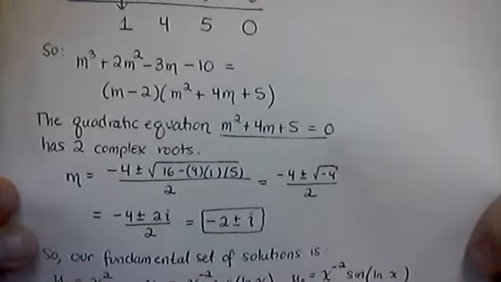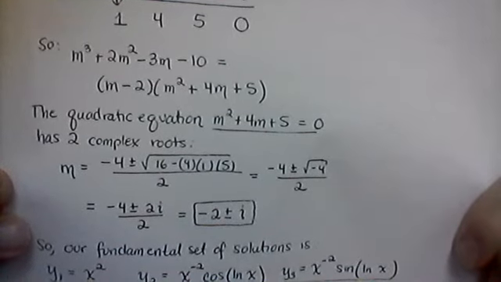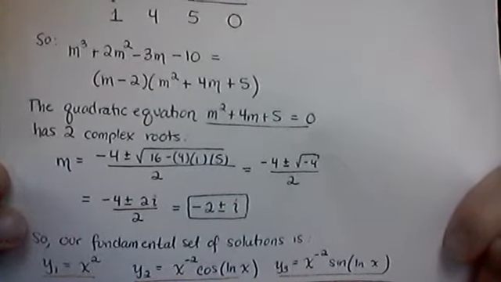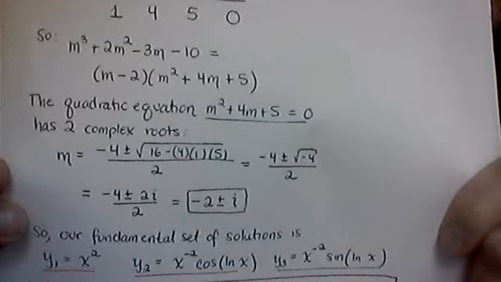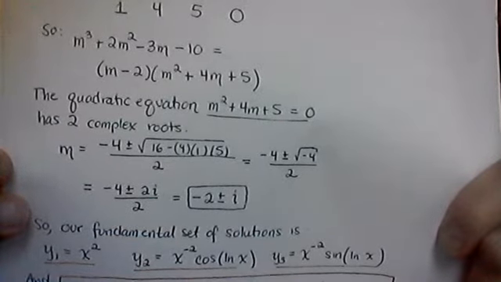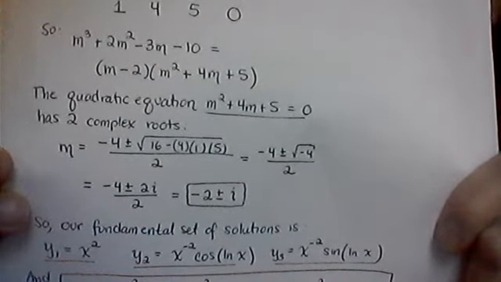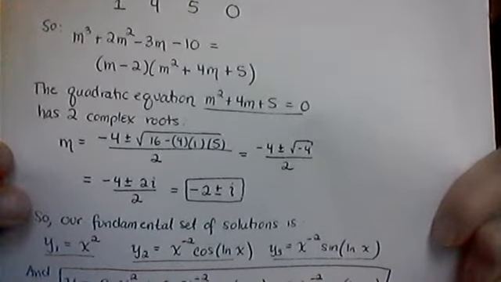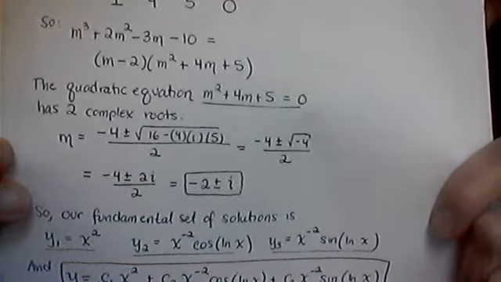When we use the quadratic formula on m squared plus 4m plus 5, we find that we get negative 4 plus or minus the square root of negative 4, divided by 2. That's going to work out to negative 2 plus or minus i. We've got two complex roots for that quadratic piece of the auxiliary equation. So what did we end up with? We've ended up with one real root at m equal to 2, and these two complex roots, negative 2 plus i and negative 2 minus i.